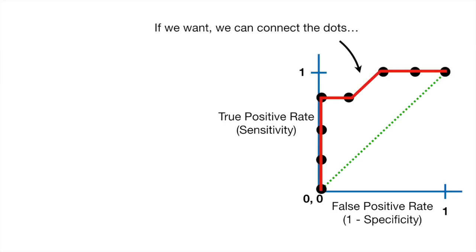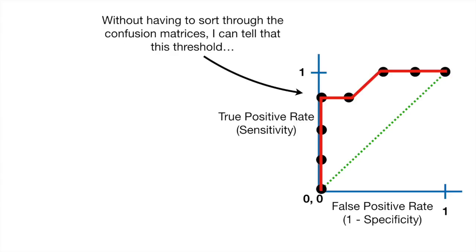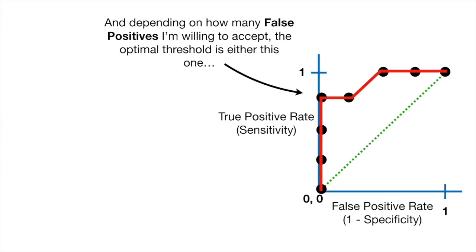If we want, we can connect the dots, and that gives us an ROC graph. The ROC graph summarizes all of the confusion matrices that each threshold produced. Without having to sort through the confusion matrices, I can tell that this threshold is better than this threshold. And depending on how many false positives I'm willing to accept, the optimal threshold is either this one or this one.